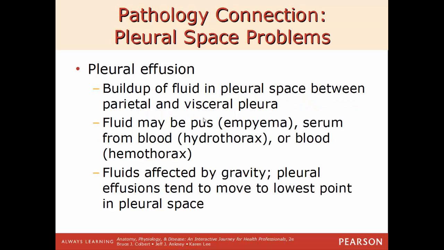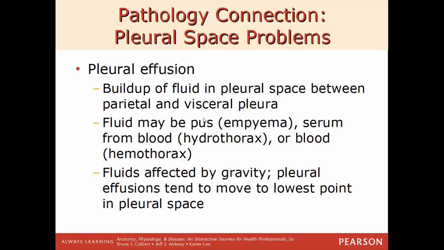Next one, pleural effusion. This is a buildup of fluid in the pleural space in between the visceral and parietal pleura. Now, the fluid may be pus, or it could be serum, or it could be blood. And each of those will have a different term associated with it, such as if it's filling up with pus, that'd be empyema. If it's serum from the blood, that'd be a hydrothorax. Or if it's blood, it'd be a hemothorax.